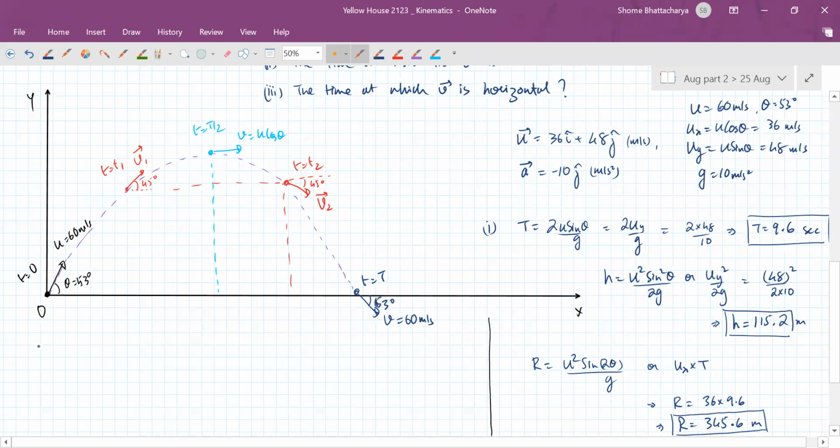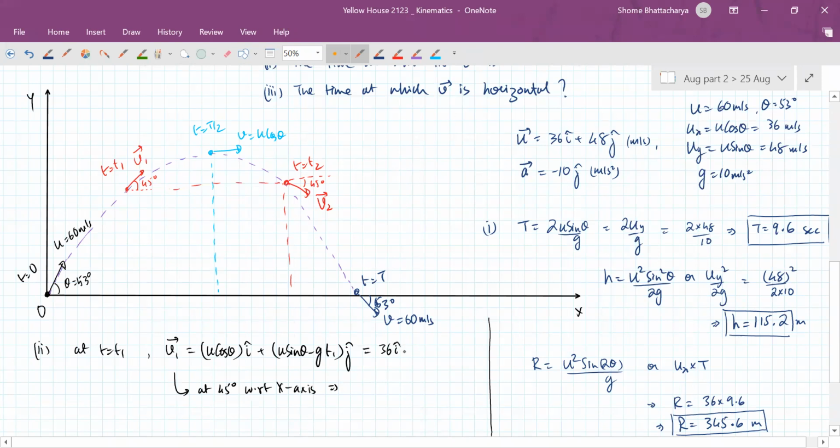Now for the second part, we have to find, for example, in the diagram at t equal to t1, the velocity v1 will become how much? It will become u cos theta i cap plus u sin theta minus g t1 j cap. Now, if this is at 45 degrees with respect to the x-axis, it means that, numerically, this is 36 i cap plus 48 minus 10t j cap.